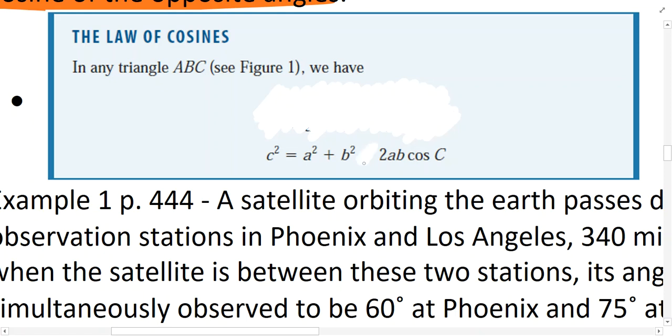If I continue to erase other components of this law of cosines, you might notice that this law of cosines in its third iteration is exactly the same as the Pythagorean equation, and that's exactly true. The Pythagorean equation is literally an extension of the law of cosines. It's a specific example of the law of cosines where angle measure C is equal to 90 degrees.